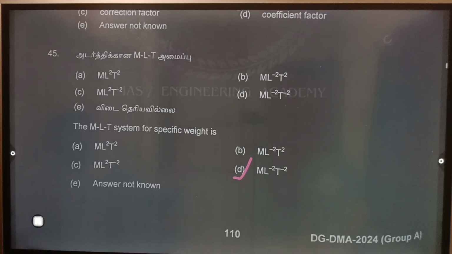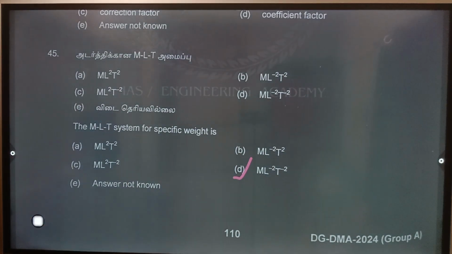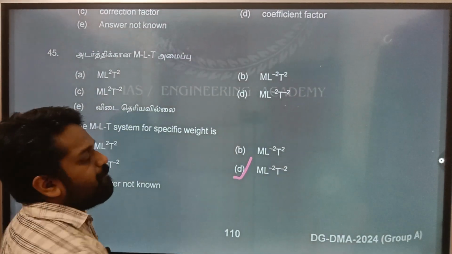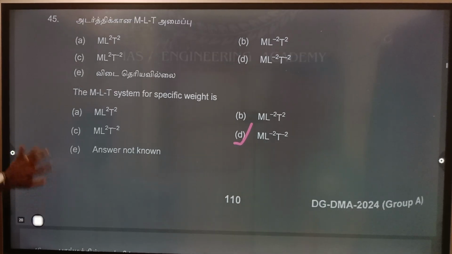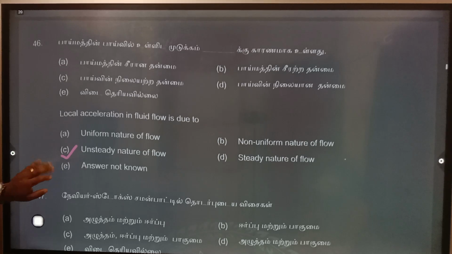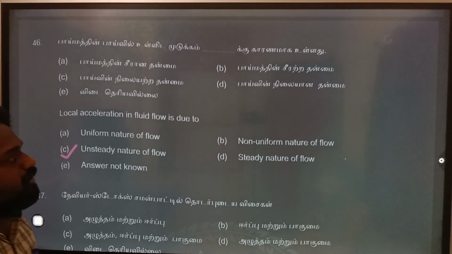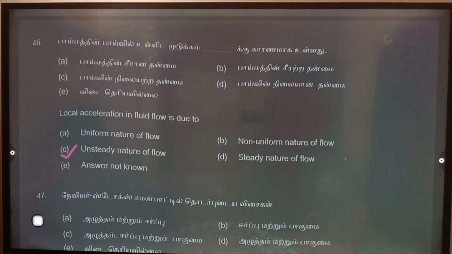45. MLT system for specific weight means dimensional formula for specific weight. You will calculate பண்ணீனா M L raised to minus 2 T raised to minus 2 அப்படி வருவாங்க. Okay. Then 46, local acceleration in fluid flow is due to unsteady nature of flow. Okay, answer is C.